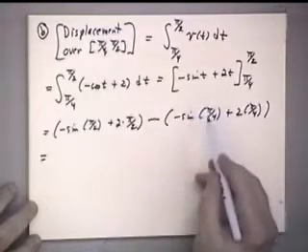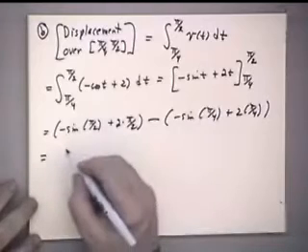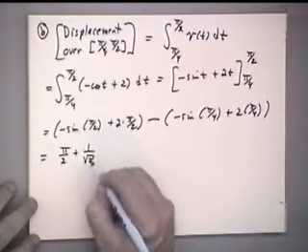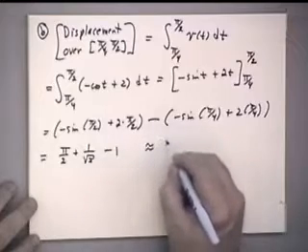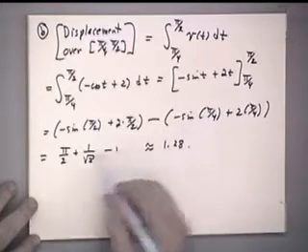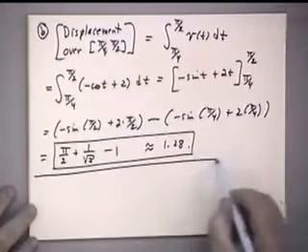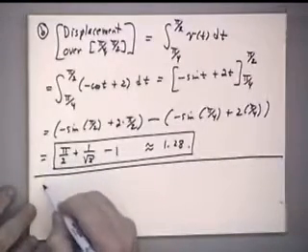Or you can draw yourself the little triangle to work it out. If you put those together, you end up with pi over 2 plus 1 over the square root of 2 minus 1. That's approximately 1.28. So here's the exact value and an approximation for it. And there's the displacement we were looking for.